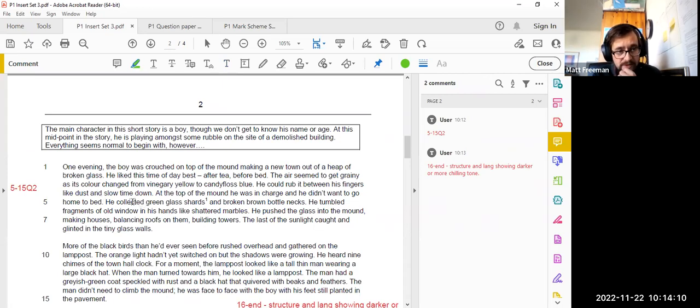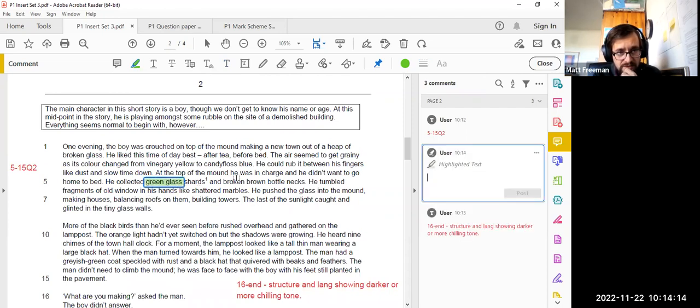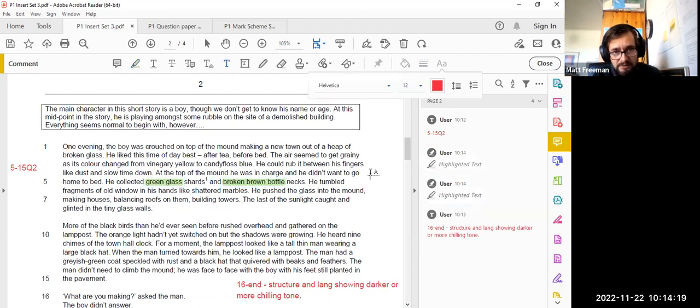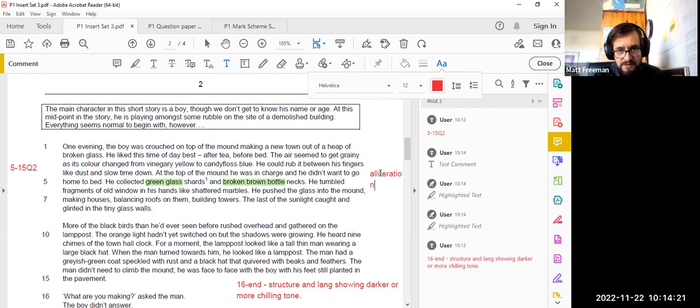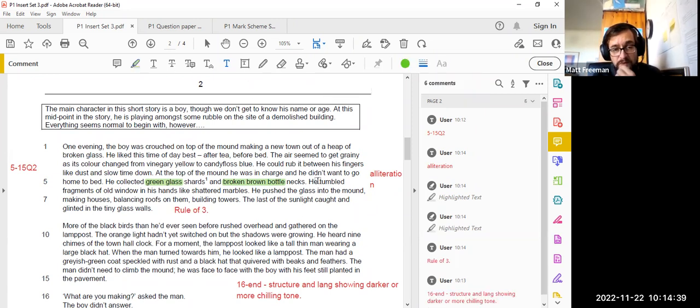So if I'm starting by looking at language, I might highlight these 2, green glass, broken brown. And I might make a little note in the margin here: alliteration. Okay. And I might put here as well, pushes glass into mounds, making houses, balancing roofs on them, building towers. Rule of 3. Quite interesting. And I might put here as well, because there's a lot of use of light in this extract, and that's immediately got my attention. So, the last of the sunlight.